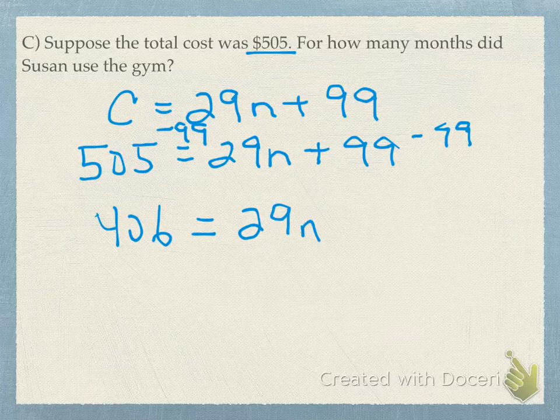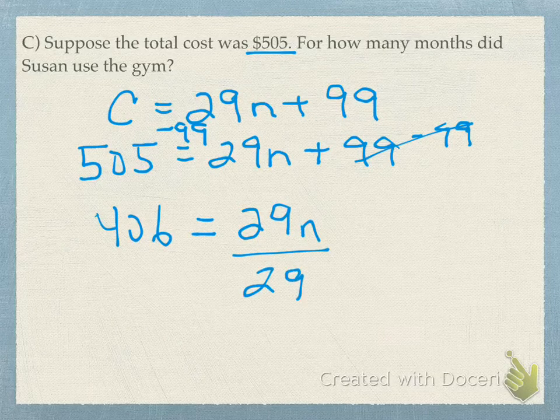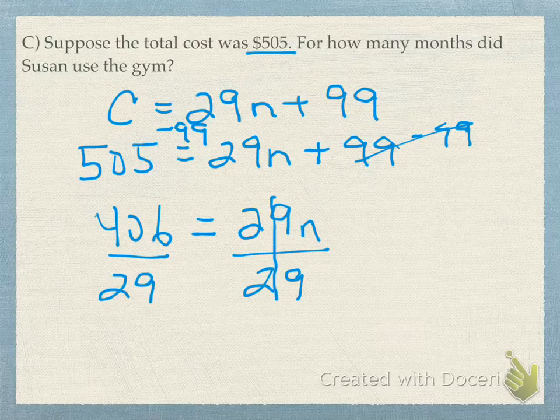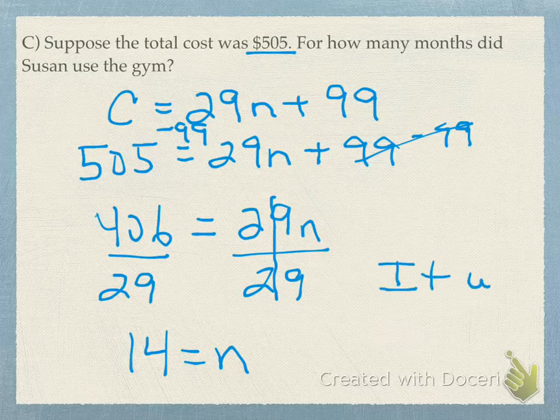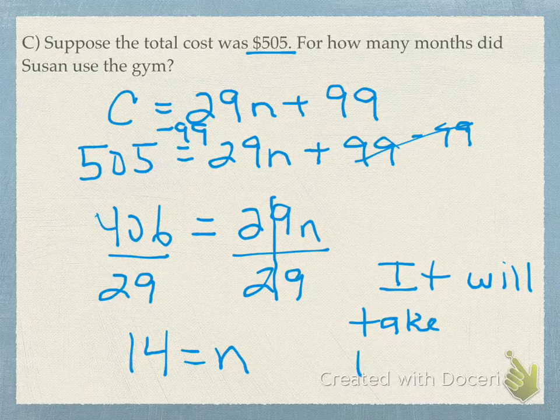There should be an equal sign. My 99s are gone. And now I'm going to divide both sides by 29. 29 divided by 29 is 1, and 406 divided by 29 is 14. So how many months is it going to take to have a total cost of $505? It will take 14 months. So you write a sentence for that. It will take 14 months.